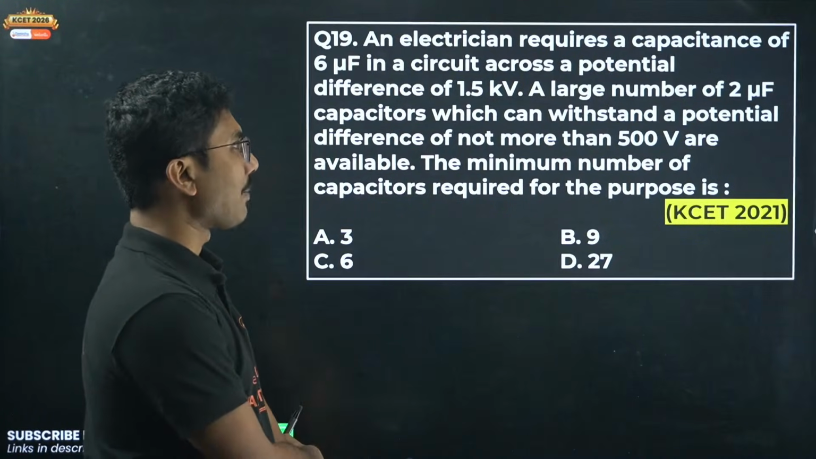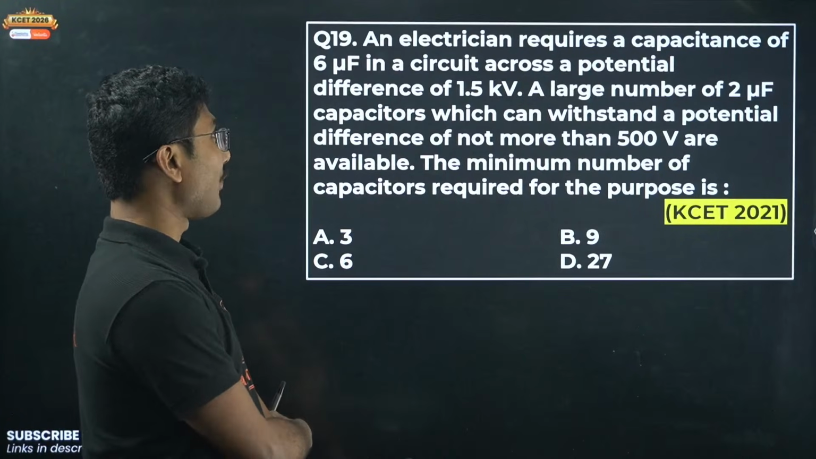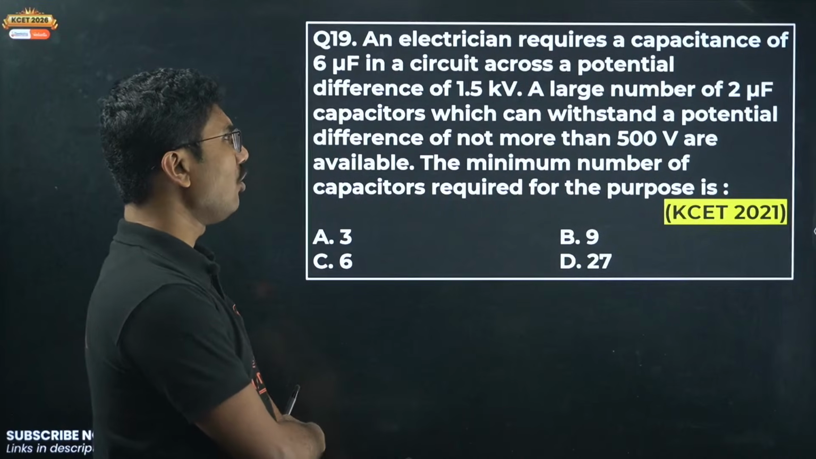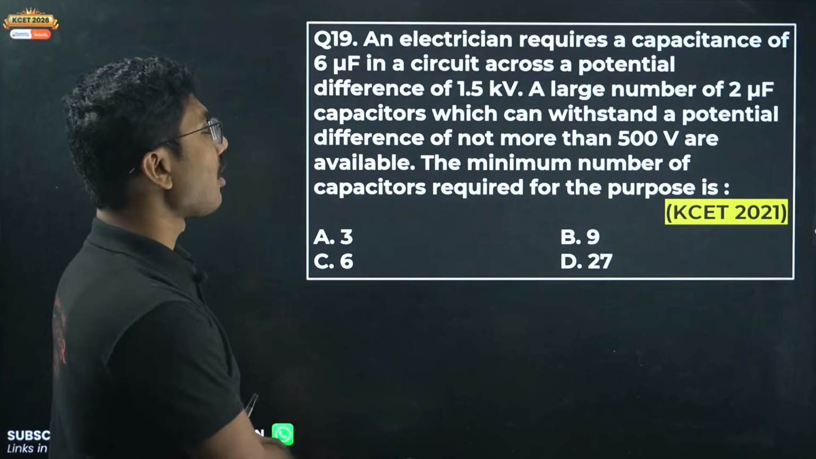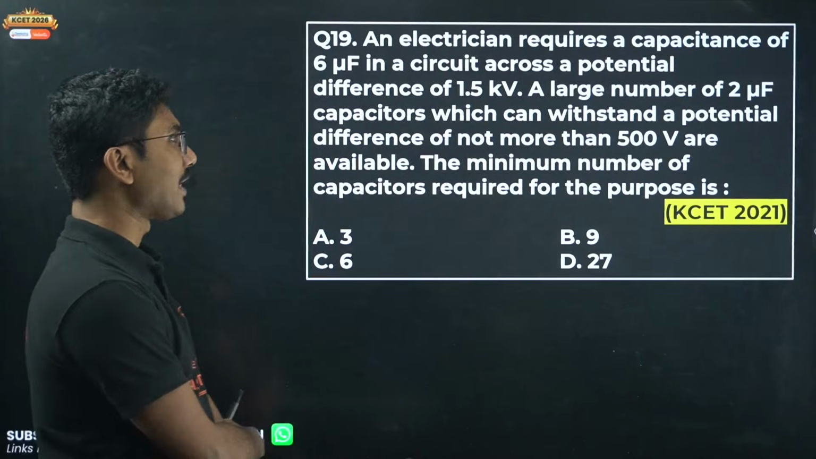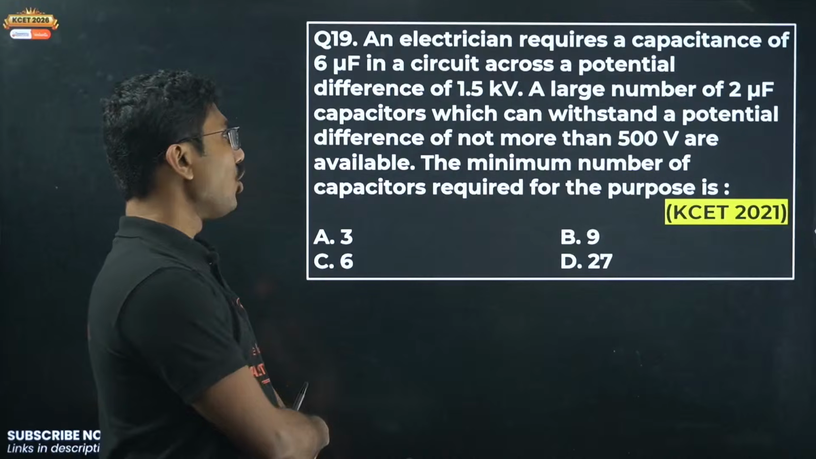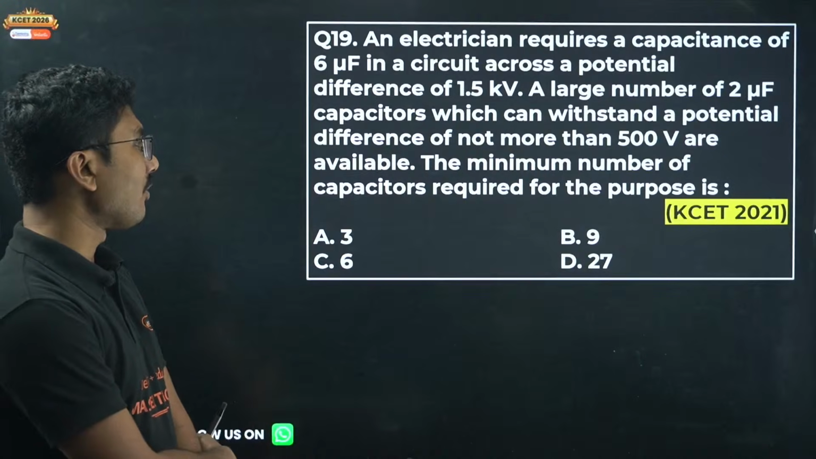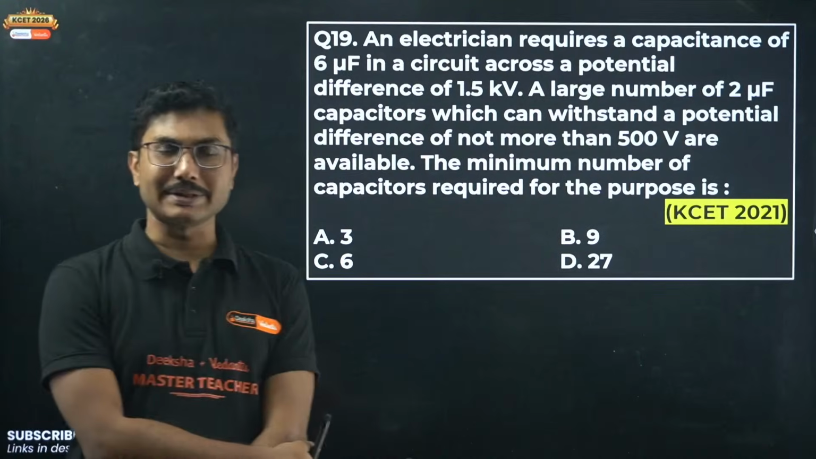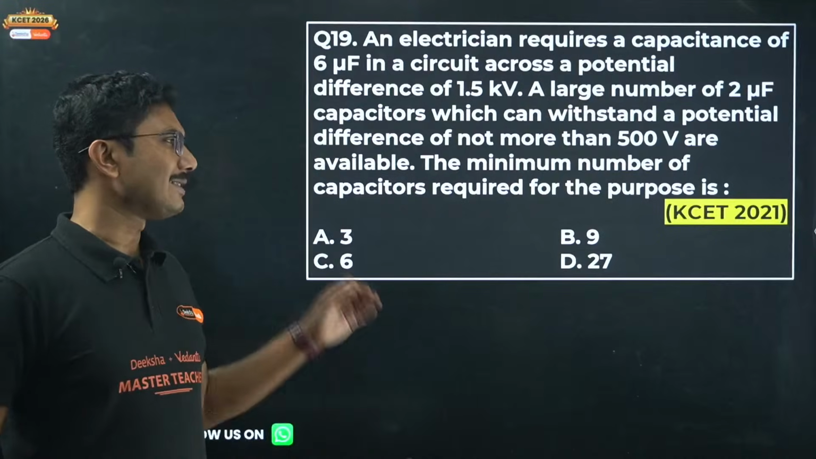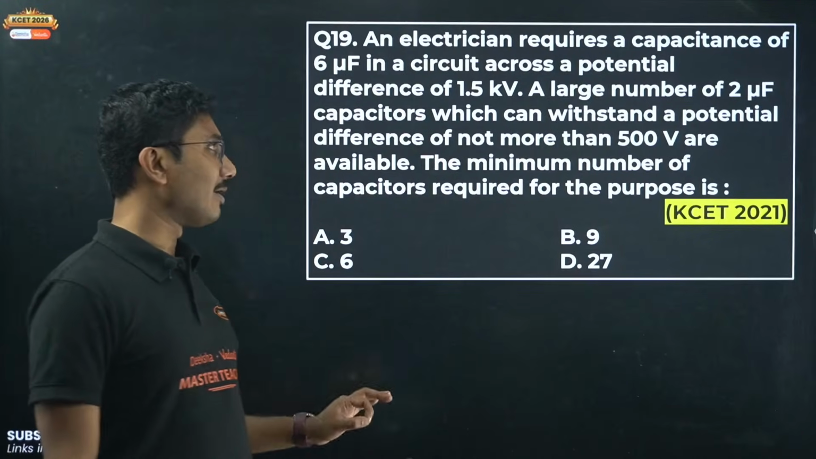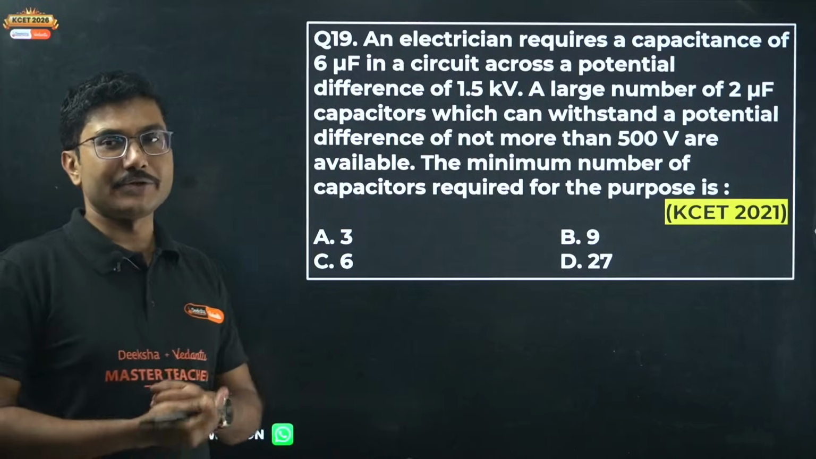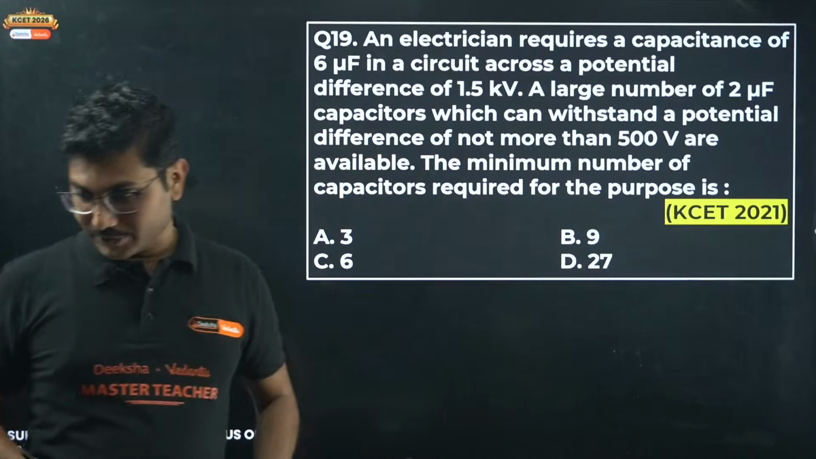An electrician requires a capacitance of 6 microfarad in a circuit across a potential difference of 1.5 kilovolt. A large number of 6 microfarad capacitors which can withstand a potential difference of not more than 500 volt are available. The minimum number of capacitors required for the purpose is. Very interesting, slightly lengthy, but very interesting question. One of my personal favorite questions in the entire KCET previous year papers. Try to answer this question.